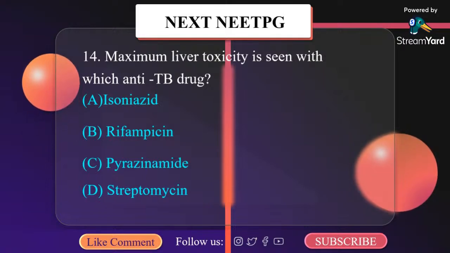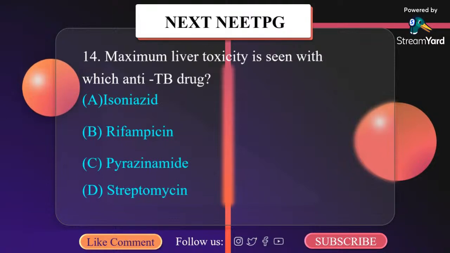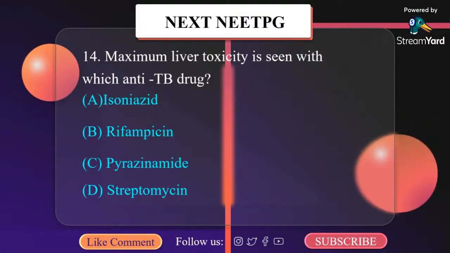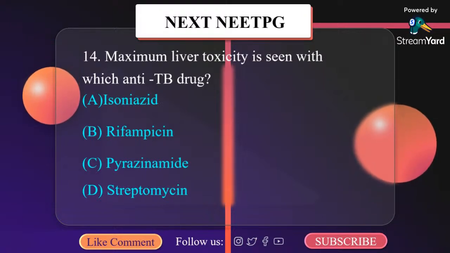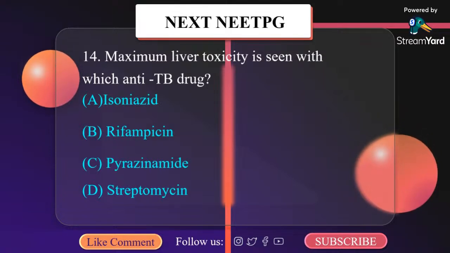Maximum liver toxicity is seen with which anti-TB drug? A. Isoniazid, B. Rifampicin, C. Pyrazinamide, D. Streptomycin. Maximum liver toxicity is with pyrazinamide.